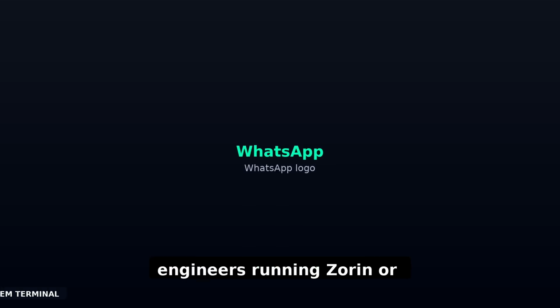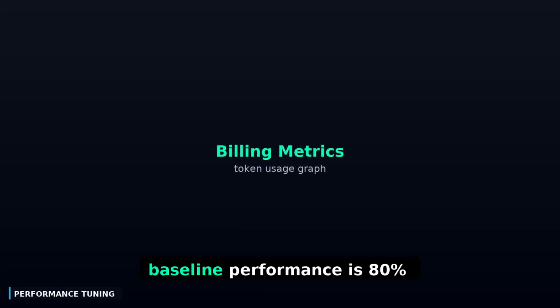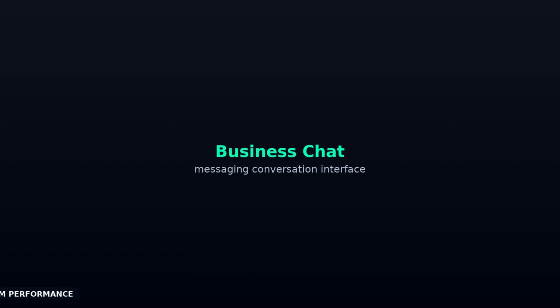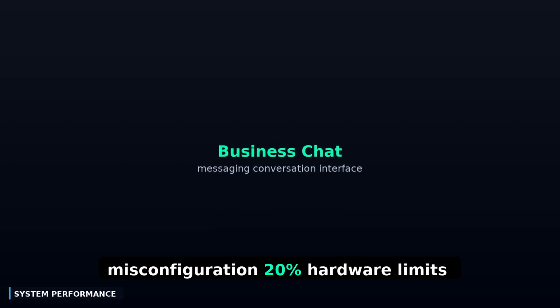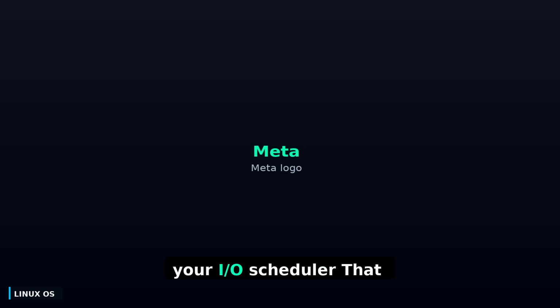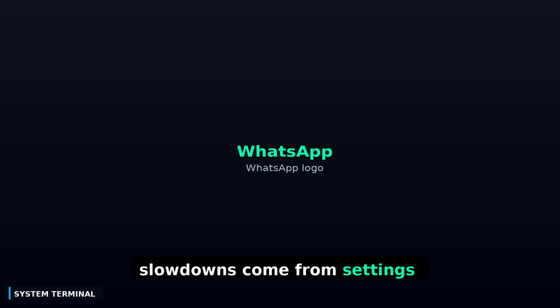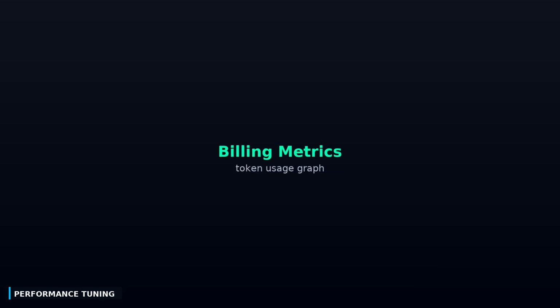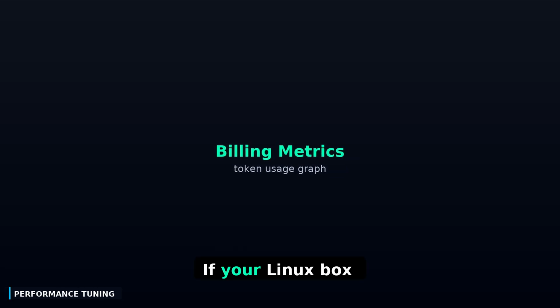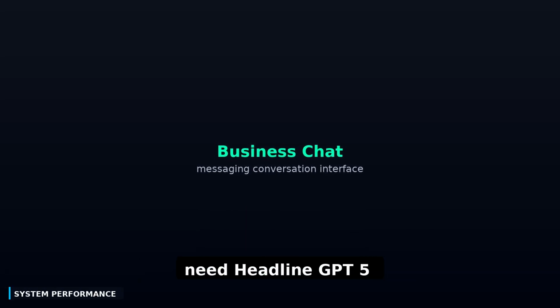For engineers running Zorin or any Linux distribution in production or on workstations, this is a reminder. Baseline performance is 80% misconfiguration, 20% hardware limits. Audit your services. Check your I/O scheduler. That matters because most OS slowdowns come from settings inherited from installation, not from the OS itself. If your Linux box feels sluggish, this is the diagnosis framework you need.